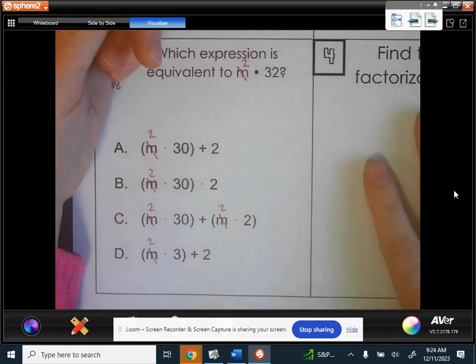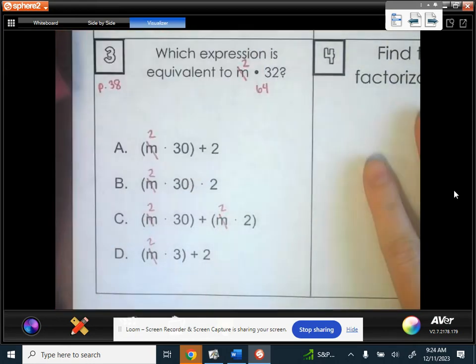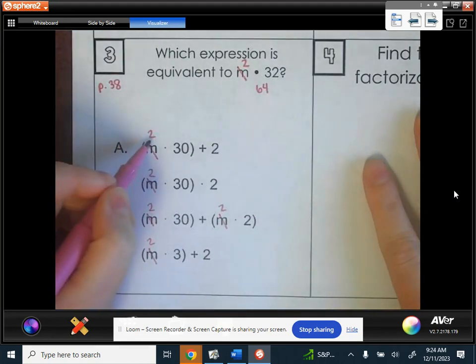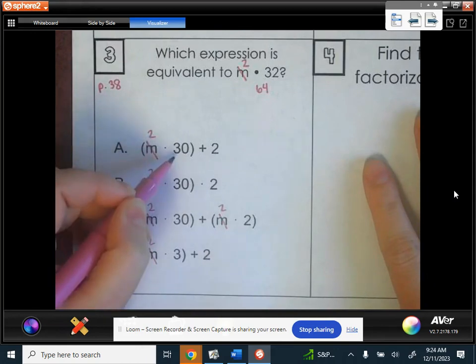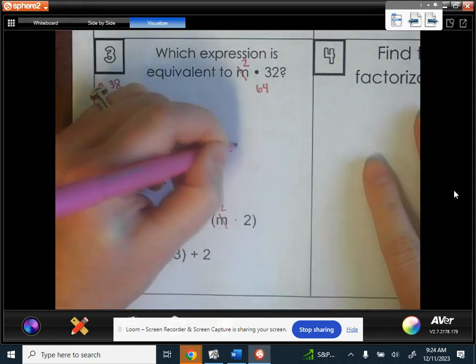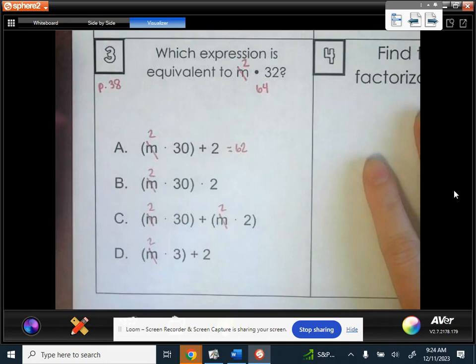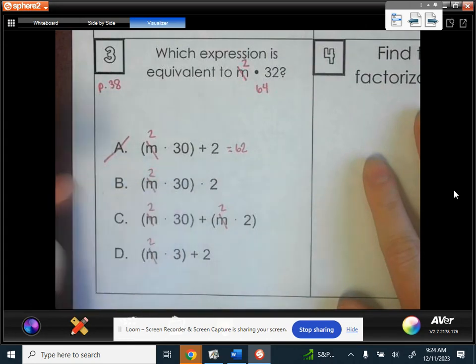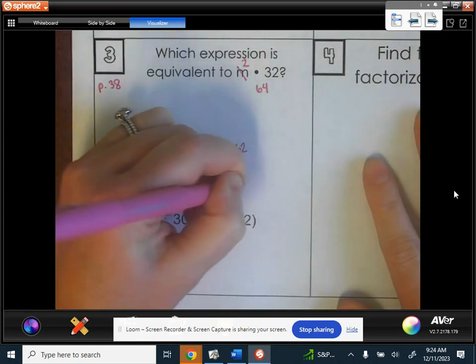So up here, 2 times 32 is going to give me 64. That means I'm looking for one of these to also equal 64. Here I do 2 times 30, which is 60, and 60 plus 2 is 62. That's close, but close isn't good enough, so that's not going to be our answer. On this one, I do 2 times 30, which is also 60, but this time I'm multiplying by 2, so that's going to give me 120.